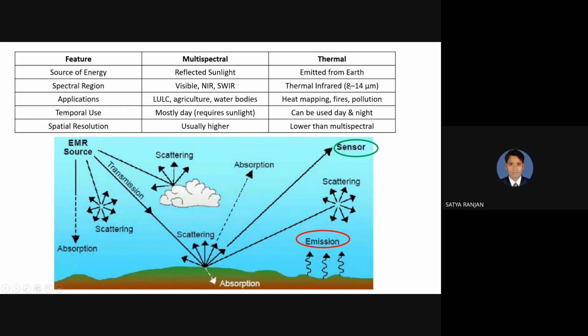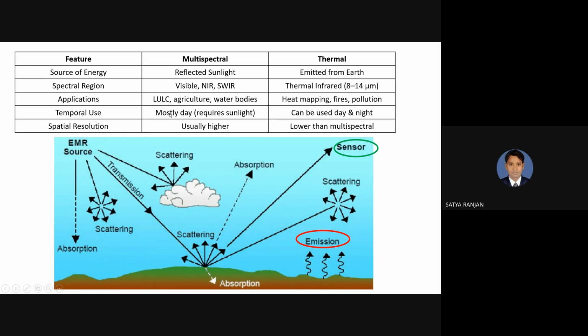1 micrometer is 10 to the power minus 6 meter. Then the application of multispectral is LULC, land use land cover, agriculture, water bodies, and for thermal it is heat mapping, fire, pollution. Temporal use is mostly day.